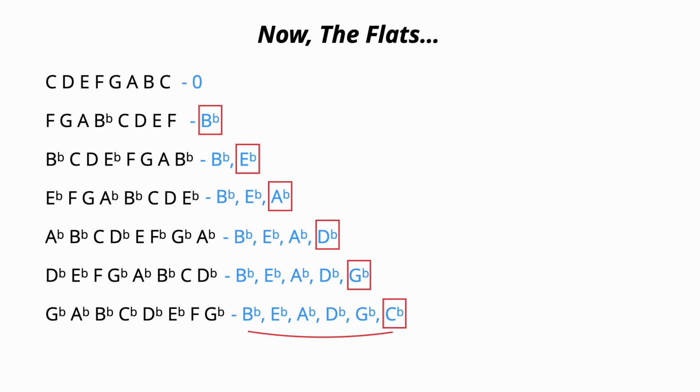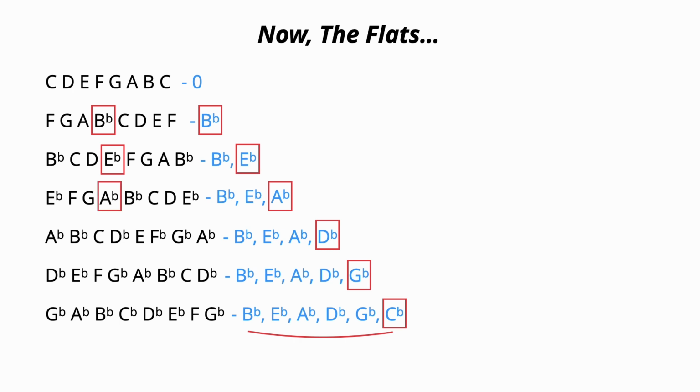If we go back up to the F major scale, B flat is our newest and only flat, and it happens to be the 4th note of the scale. In the key of B flat, our newest note is E flat, which again happens to be the 4th note of the scale. In the key of E flat, our newest flat is A flat, which is the 4th note of the scale.